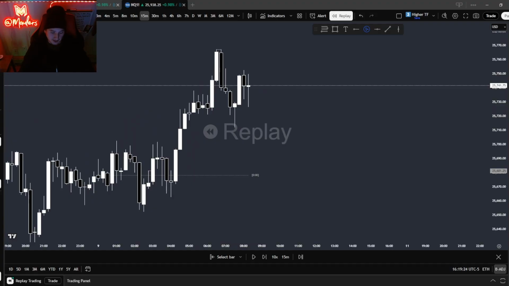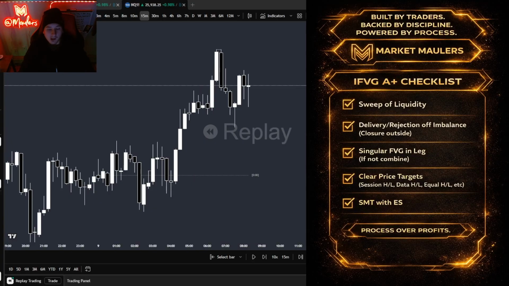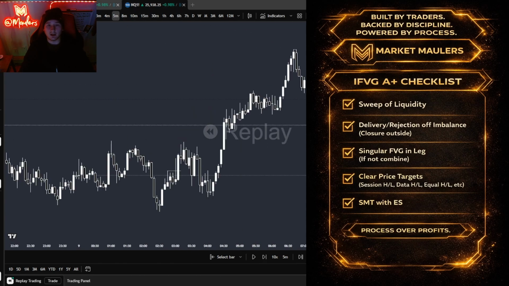So let's pull up our checklist here. In this checklist, there's five key things we're looking for before taking an FVG setup, and we're just going to break them down here. So the first thing is going to be a sweep of liquidity. We're just going to break down the 5-minute here.